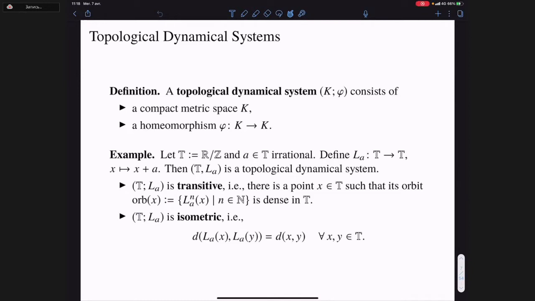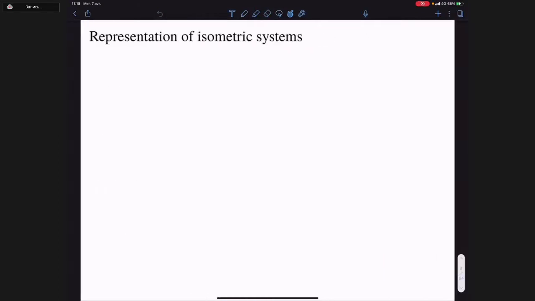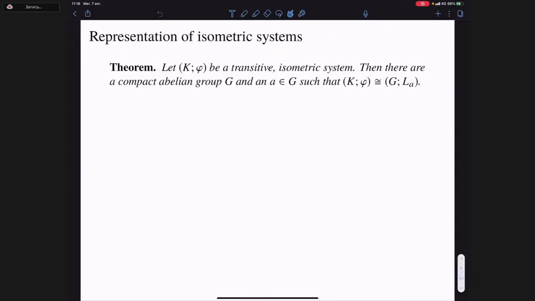Admittedly, this is a very simple dynamical system, but it's important to understand this class of dynamical systems because they are like the fundamental building blocks of more complicated dynamical systems. And for that reason, we are going to look at the general result about isometric transitive systems, namely that you can always represent them in a canonical form, you could say. So the theorem goes like this. If you have a system which has these two properties, it's transitive and it preserves distances, then there already is a compact abelian group G and some element a such that the system is isomorphic in some natural sense to a rotation on this compact group G.